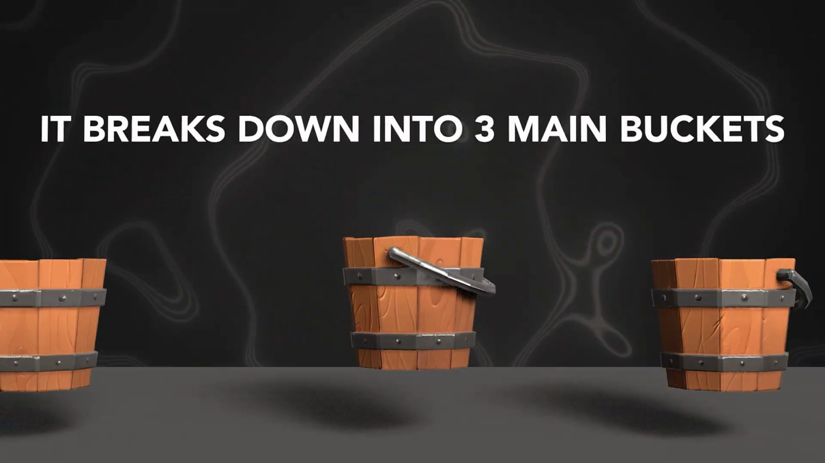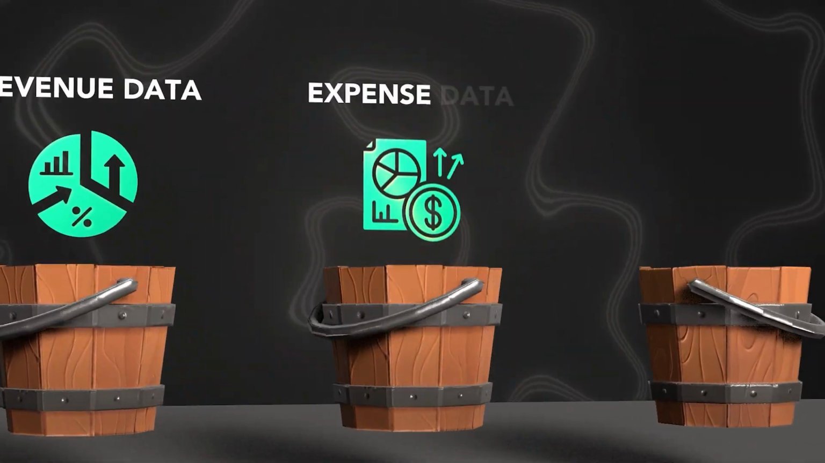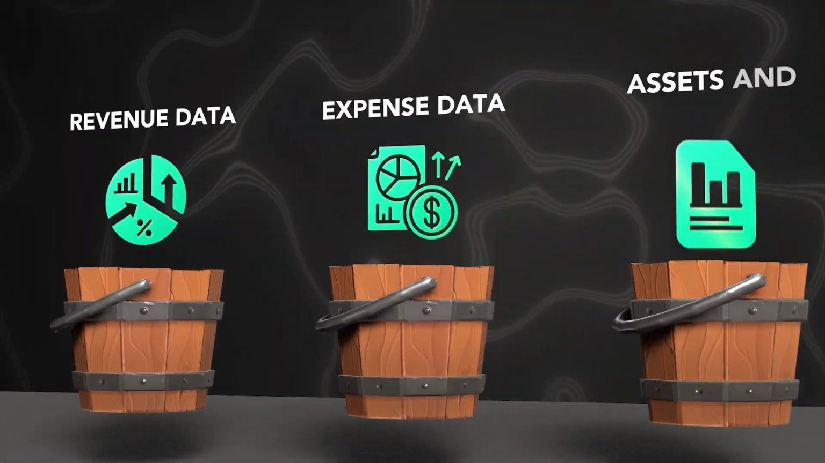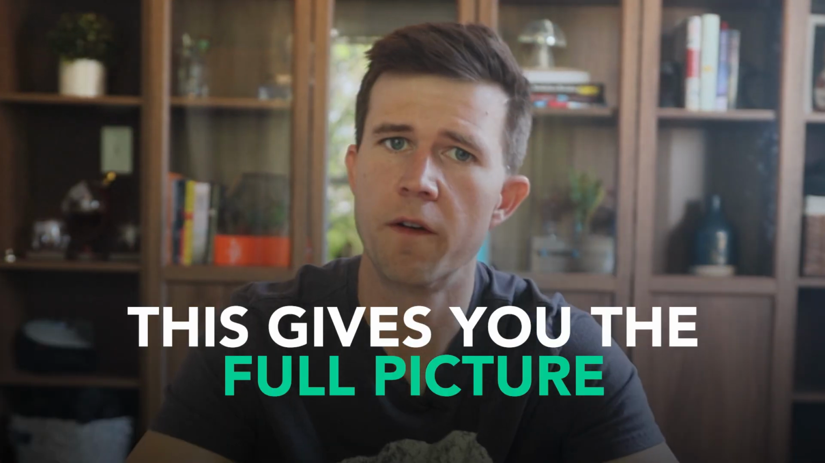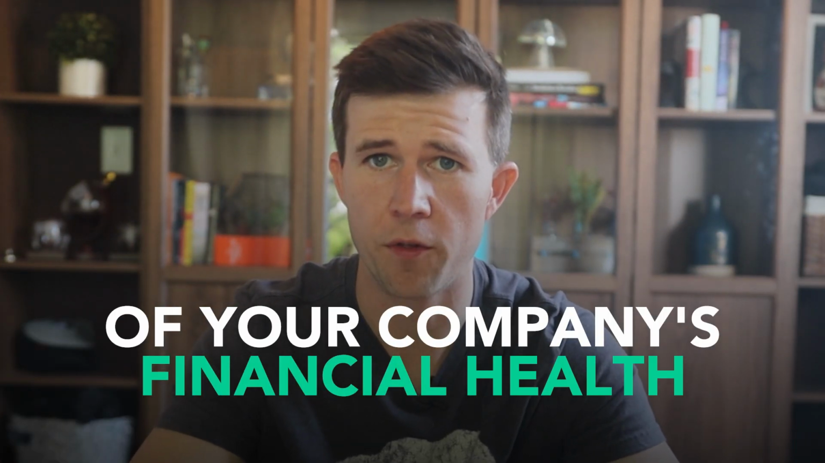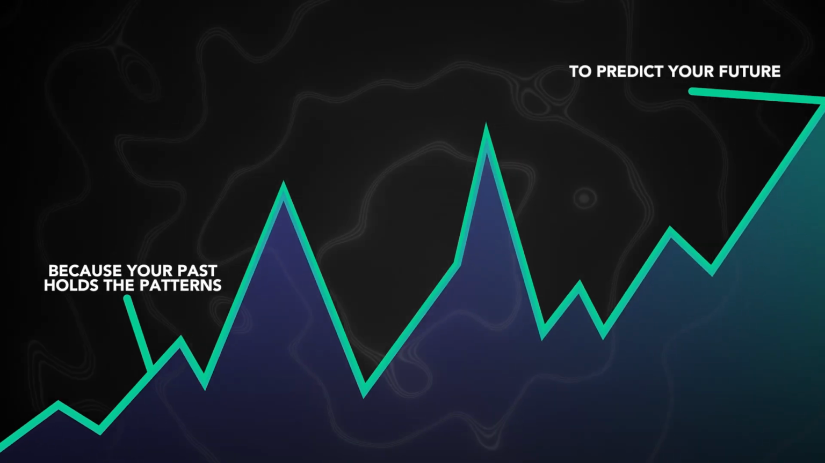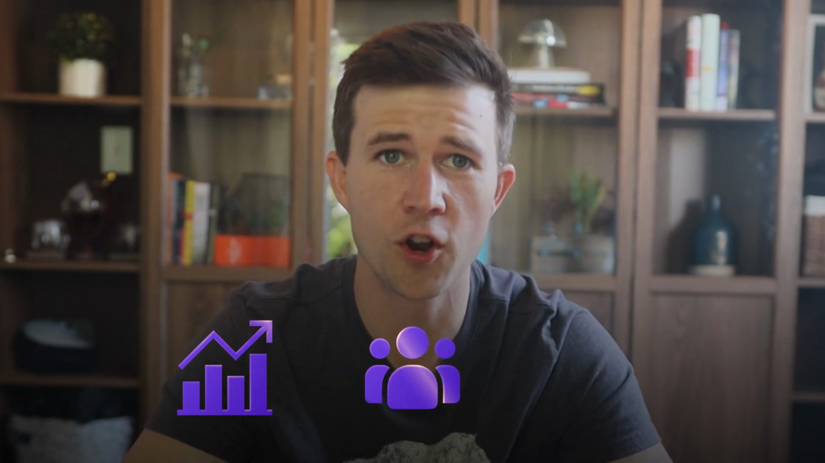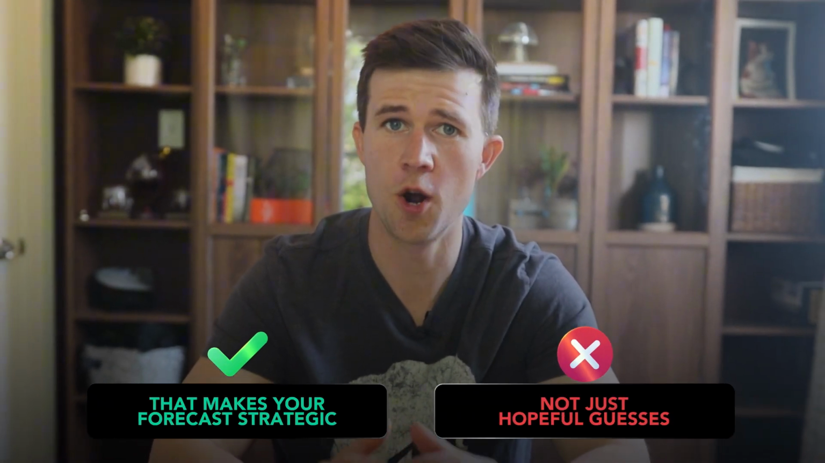It breaks down into three main buckets: revenue data, the money coming in; expense data, the money going out; assets and liability data, what you own and what you owe. Together, this gives you the full picture of your company's financial health. Why does it matter? Because your past holds the patterns to predict your future. Good historical data lets you spot trends, understand customer behavior, and identify the biggest levers for growth. It's the foundation that makes your forecast strategic, not just hopeful guesses.